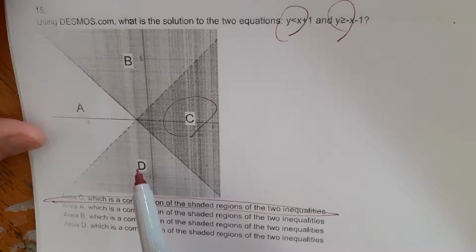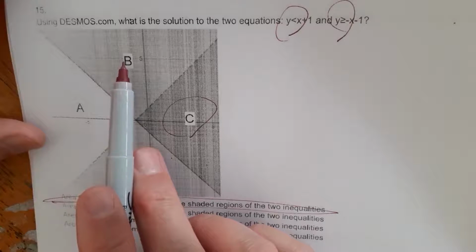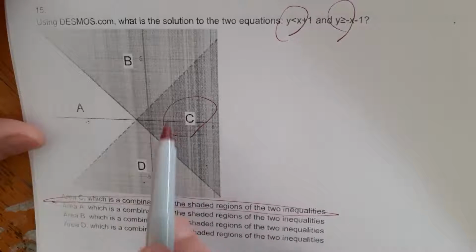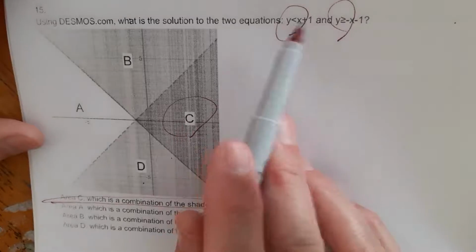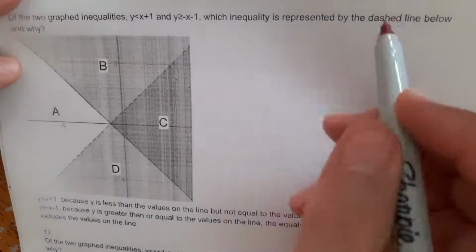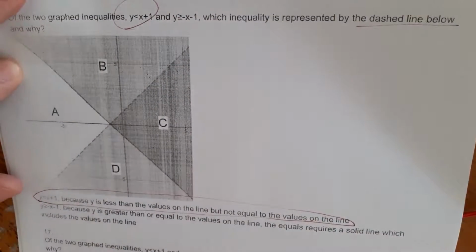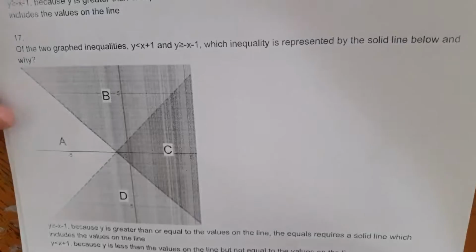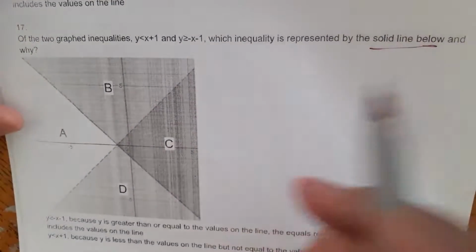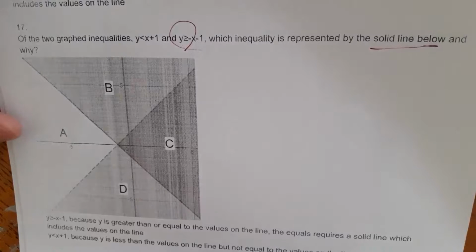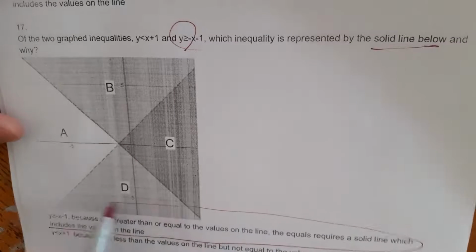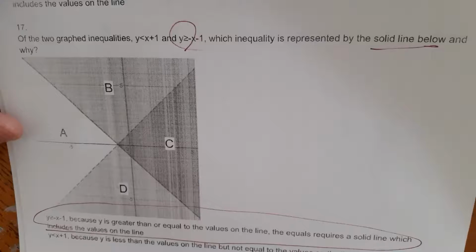C is the combined shaded region. And remember, this would be a shaded region for the one function, and this would be a shaded region for the other. But we want the combined shaded region because any solutions of x and y here are going to work in both of the inequalities. We'll make them both true statements. Which one is the dashed line? The dashed line is the one with the less than, what I meant to say was no equals. A dashed line is the one without equals. And which one is the solid line? That's got to be the one with the equals, so y is greater than or equal to negative x minus 1. Check.